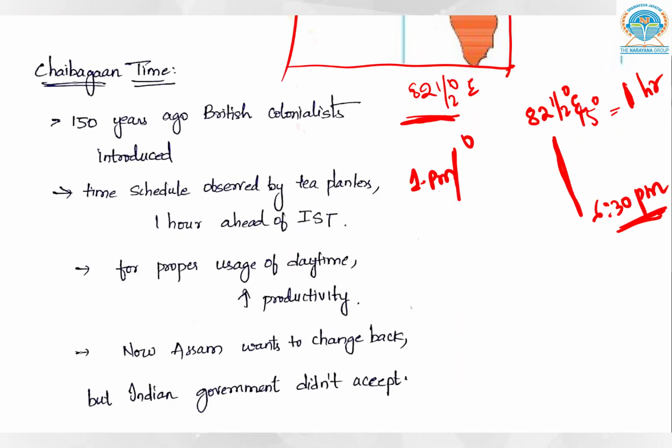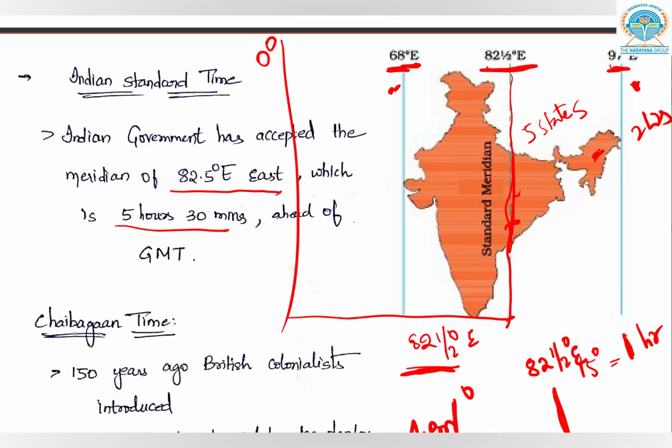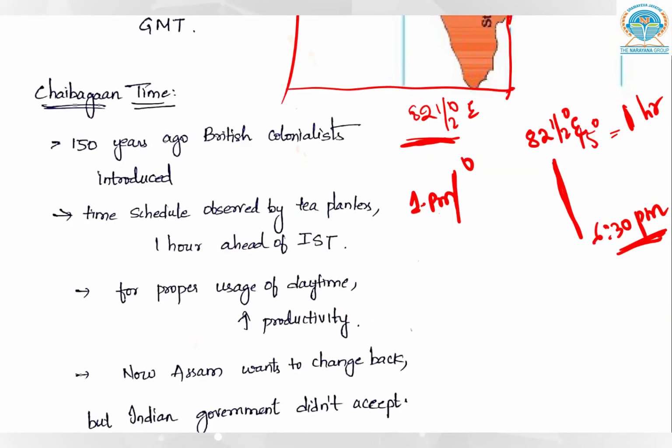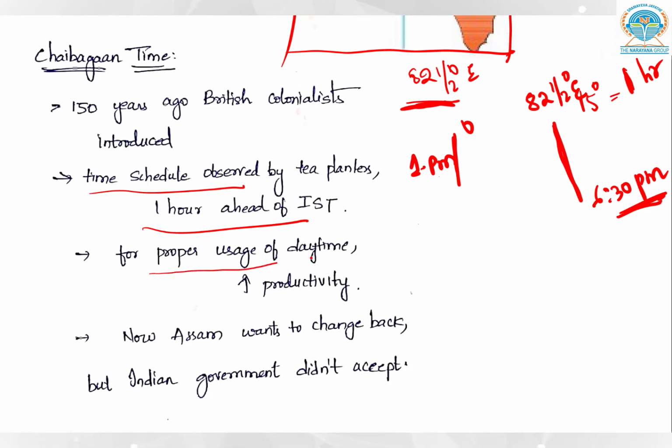Now there is a concept called Chai Bagan time. This is exclusively for India. 150 years ago, British colonialists introduced this time. In Assam, they have famous tea plantations, right? So Assam is somewhere here, and it is almost 1 hour ahead of GMT. So the morning is happening 1 hour earlier in Assam. So they wanted to change their time schedule 1 hour ahead of IST, for the proper usage of daytime and to increase their productivity.